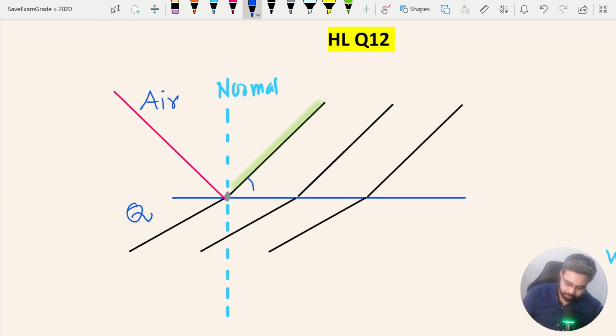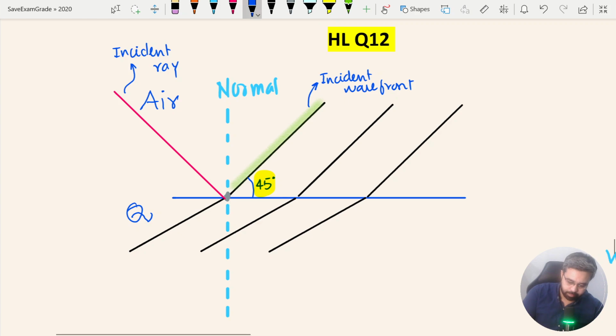So in the question, this angle is given as 45 degrees. This is the incident wavefront, and this one is the incident ray. If this angle is 45 degrees, then this angle must also be 45 degrees according to the law of reflection. So what is the angle of incidence? Angle of incidence is always measured with the normal. So that must be 45 degrees. So this is our angle of incidence.